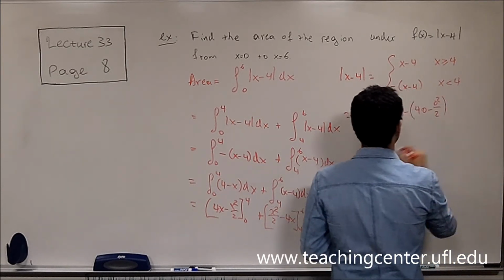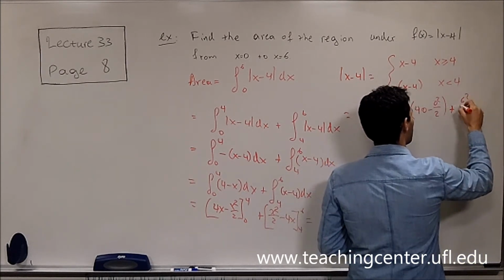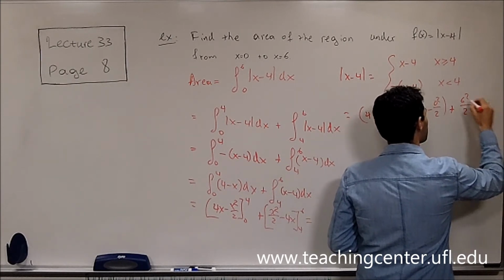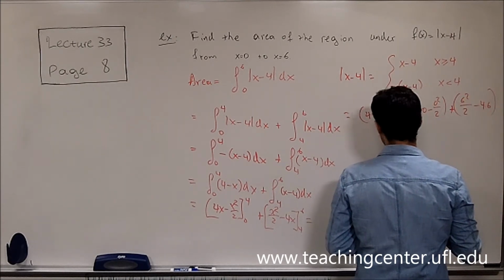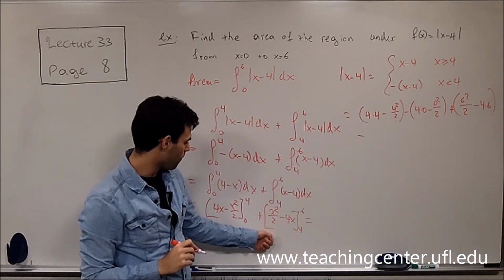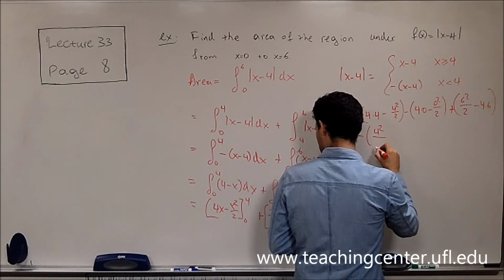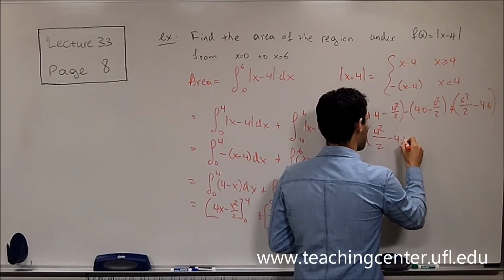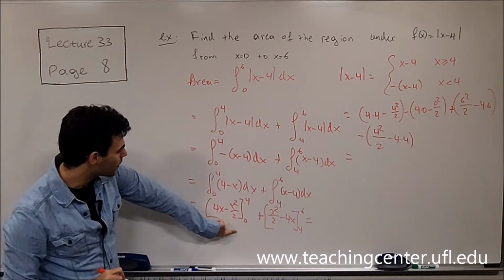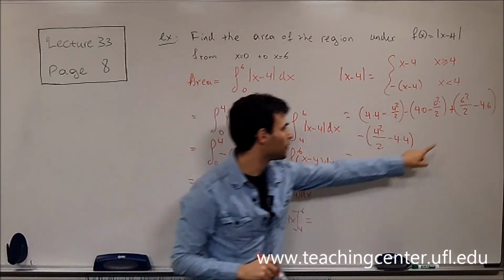So plus, I need to plug in 6 here, so 6 squared over 2 minus 4 times 6. And then to that you have to subtract this term with a 4. So let's go ahead and do that. So it's 4 squared over 2 minus 4 times 4. Okay, so see how this turned out into the difference of these two, and this one turned out to the difference of this one instead.